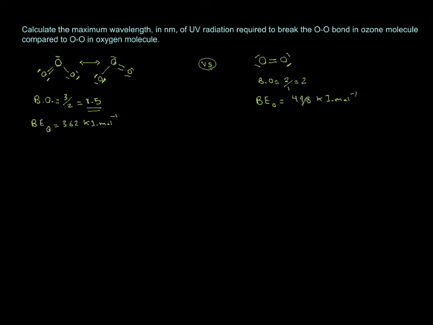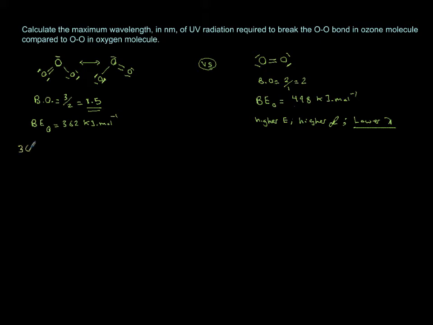The high energy indicates you need a smaller wavelength in nanometers of a photon to break it. So this indicates you need higher energy, higher frequency, and lower wavelength for that photon. Now let's calculate the actual wavelength of the photon that we need. So for ozone, we are going to approach it. First, I'm going to convert the kilojoules to joules.